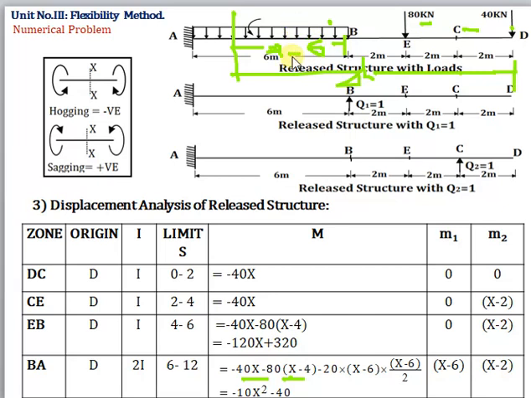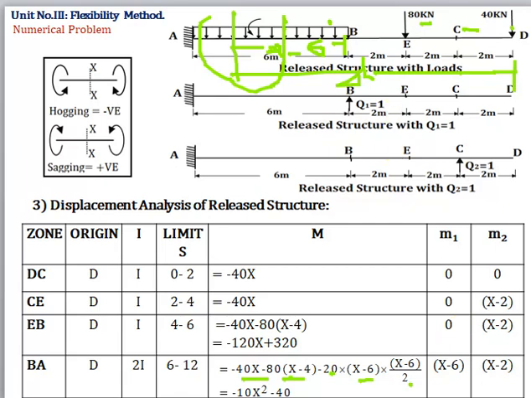So convert UDL into point load now. The value of UDL is 20 into x minus 6, and the lever arm is x minus 6 divided by 2. So take moment of this UDL about this section. It becomes clockwise sense, that's why minus. So minus 20 into x minus 6 into x minus 6 divided by 2. So by simplifying, we have minus 10 x square minus 40.